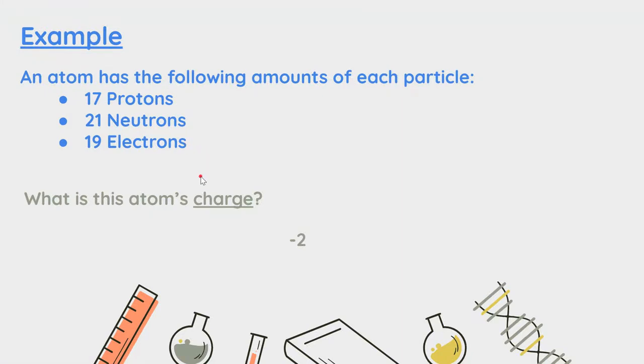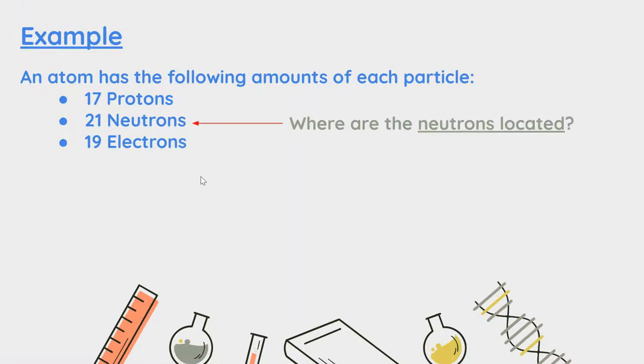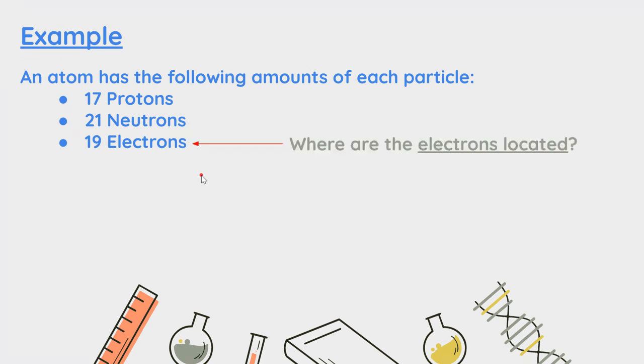All right, let's see what you remember from the first part of this presentation. Where are the protons located in an atom? All right, what about the neutrons? Where are the neutrons located? And finally, where are the electrons located in an atom?